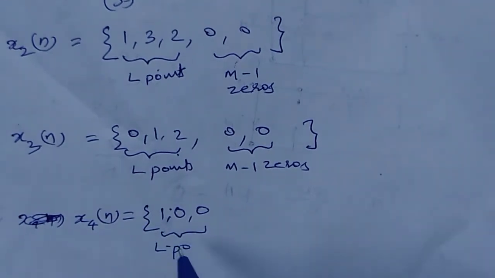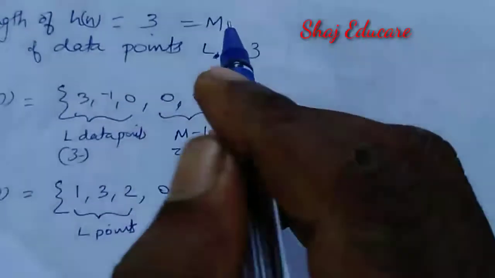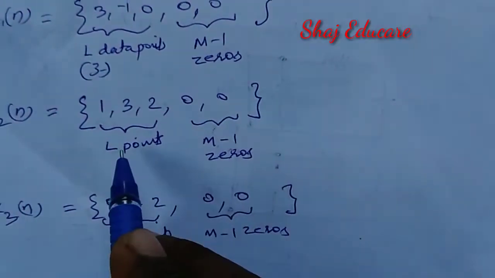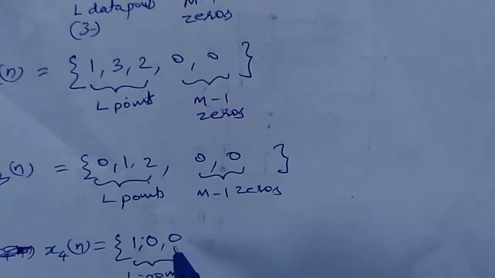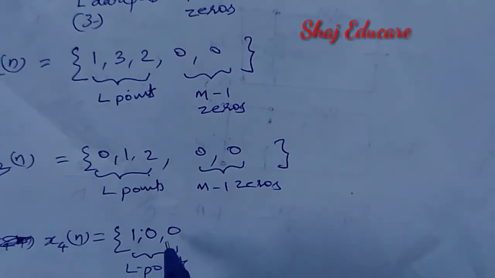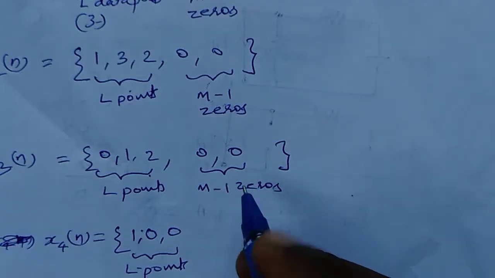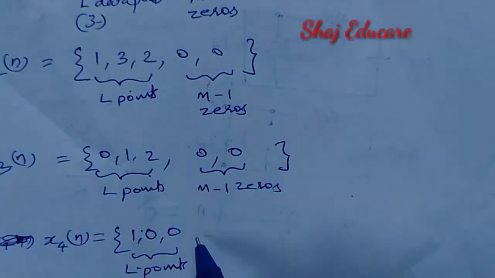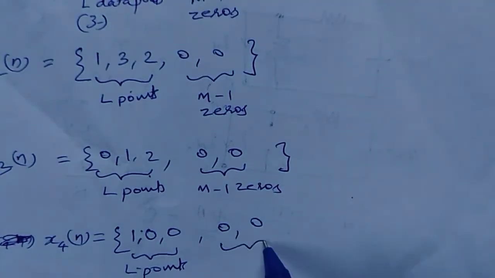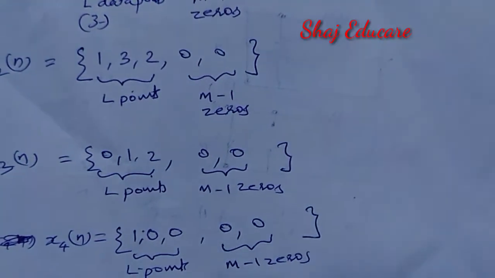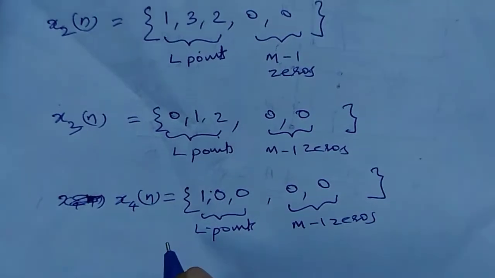L points, L equal to 3, so 3 points. Only one data element is left here, so to make the length of the data points equal, you have to put two more zeros. Next, in the same manner, we have to put M minus 1 zeros here. Now it's over.